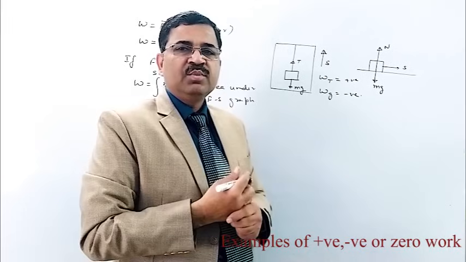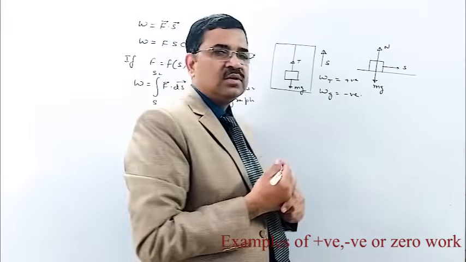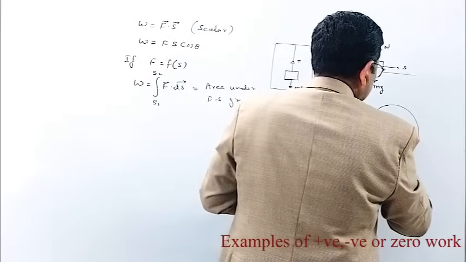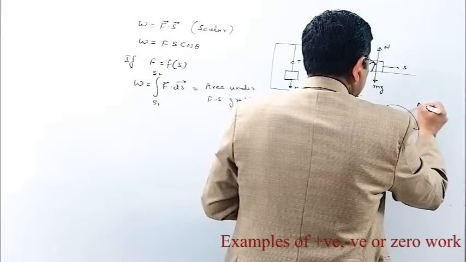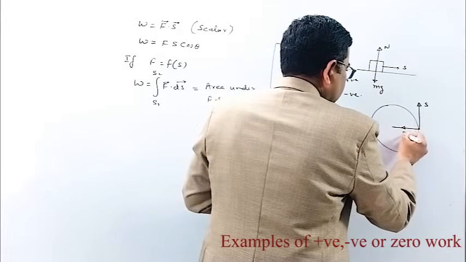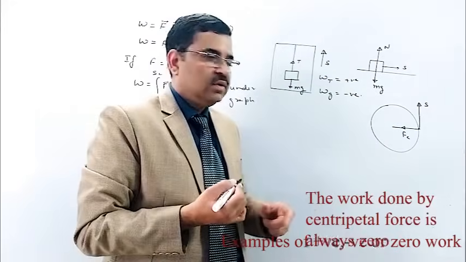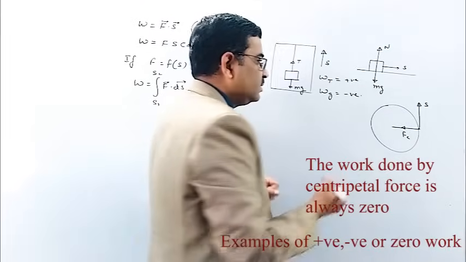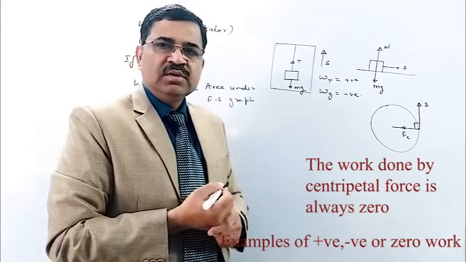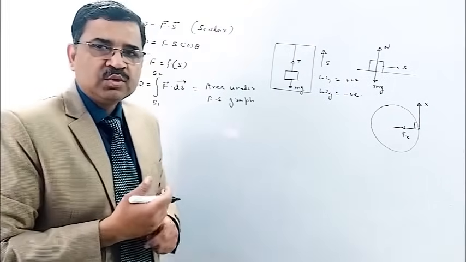Another important example of zero work done is the work done by the centripetal force during circular motion. Now when a body is in circular motion, its instantaneous displacement is given by the tangent, whereas its centripetal force is given along the radius towards the center. Now the angle between the centripetal force and displacement is 90 degree, therefore the work done by this force will be 0. तो स्टूडेंट्स, अब हमारे पास तीन टाइप के क्वेश्चंस हो गए.